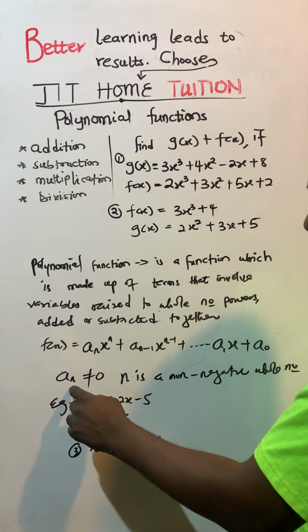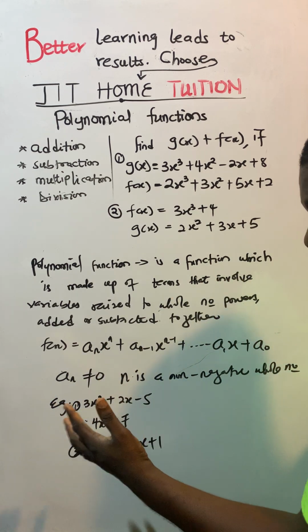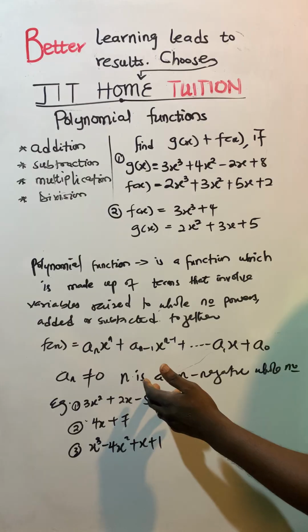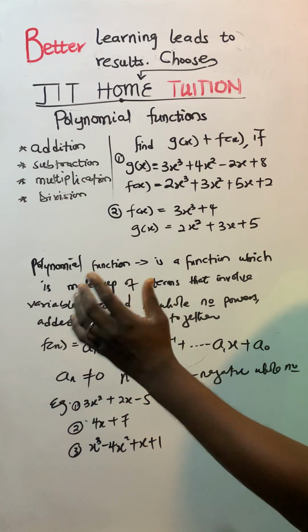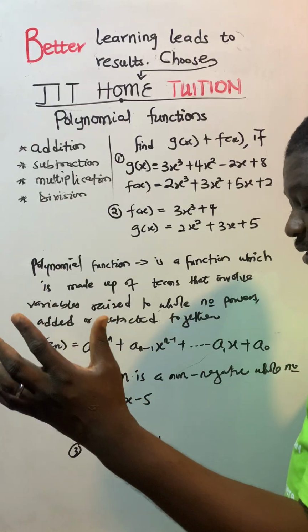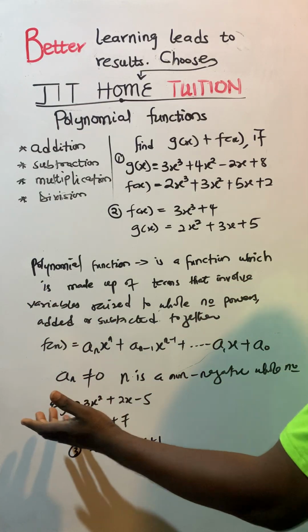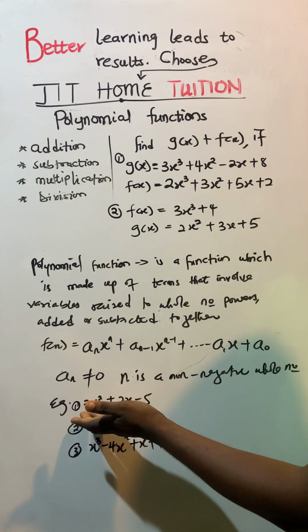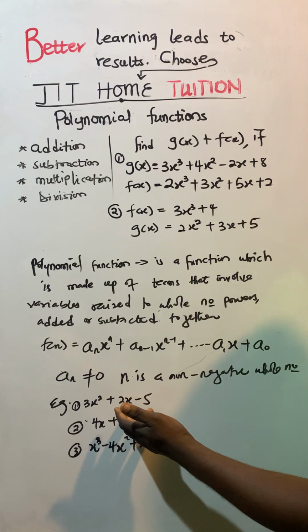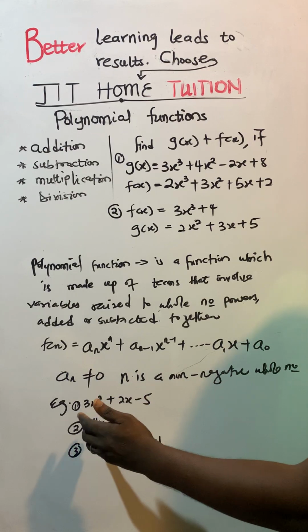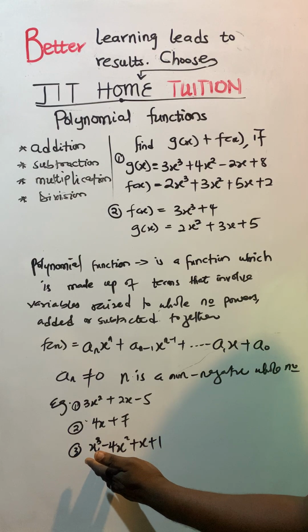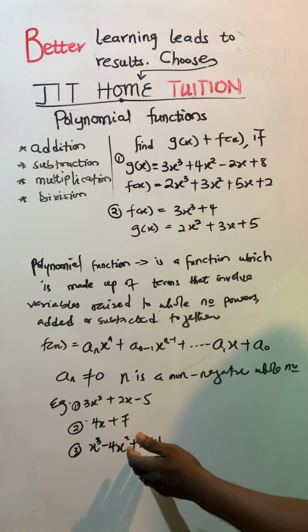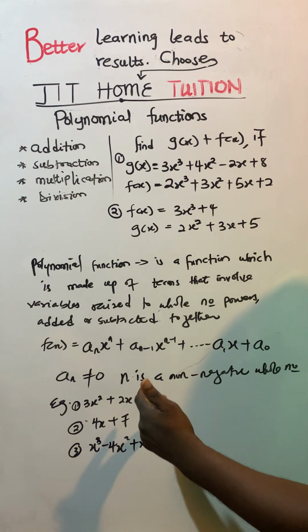Now n should not be equal to 0, and n is non-negative. I'm talking about the power here. It shouldn't be negative. A typical example is what you have over here: 3x squared plus 2x minus 5. Then you have 4x plus 7. Then you have x cubed minus 4x squared plus x plus 1.